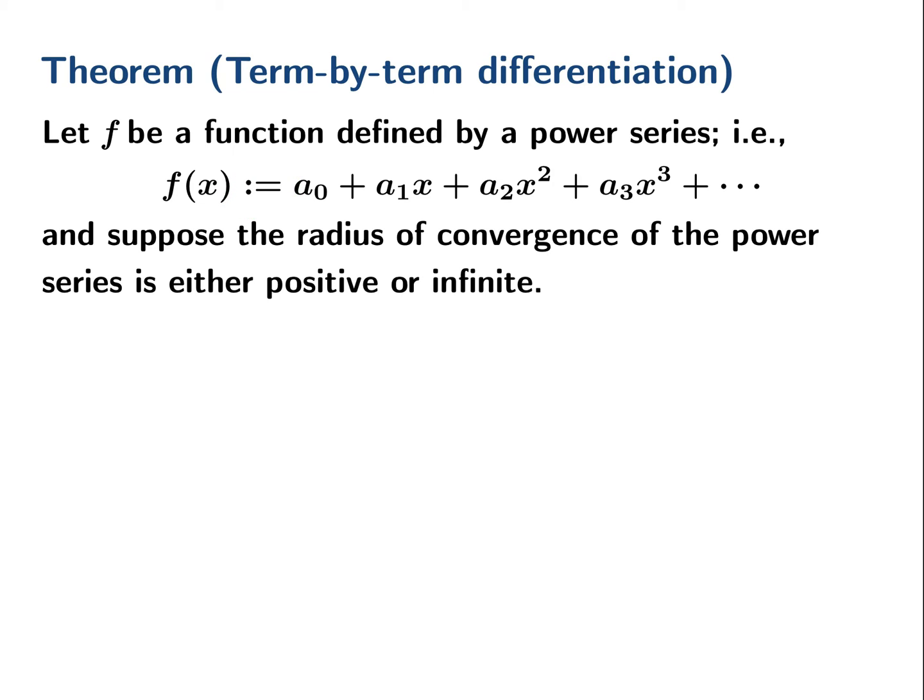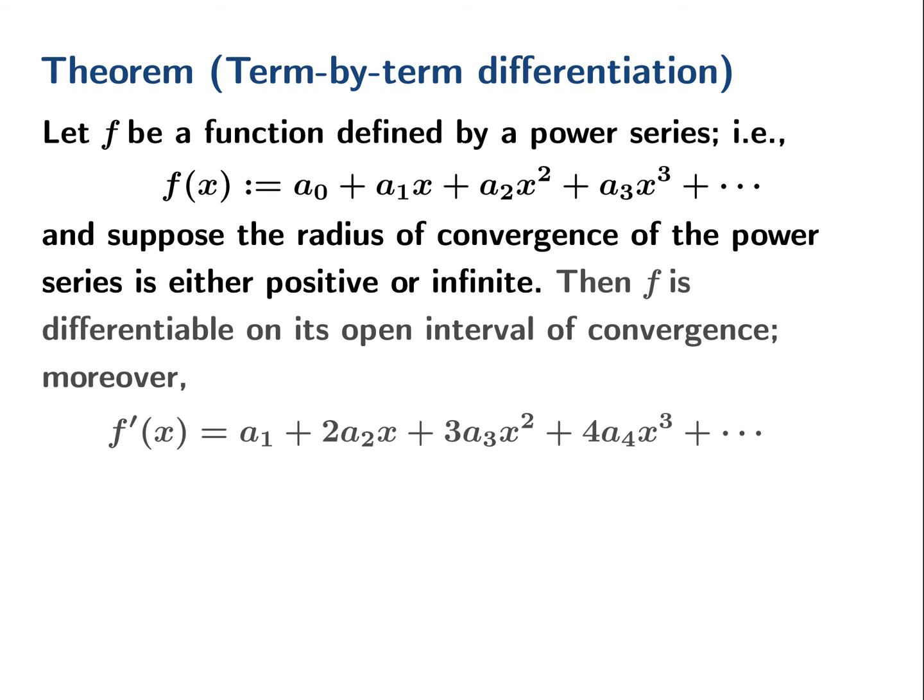So if you have this function defined by a power series, and also let's suppose that the radius of convergence is positive or infinite, so we have an interesting function to deal with. So we've got this open interval of convergence on which f is defined, and on that open interval of convergence, it turns out that the derivative exists, and the way to take the derivative is to simply take the derivative of each term in the power series using the power rule.